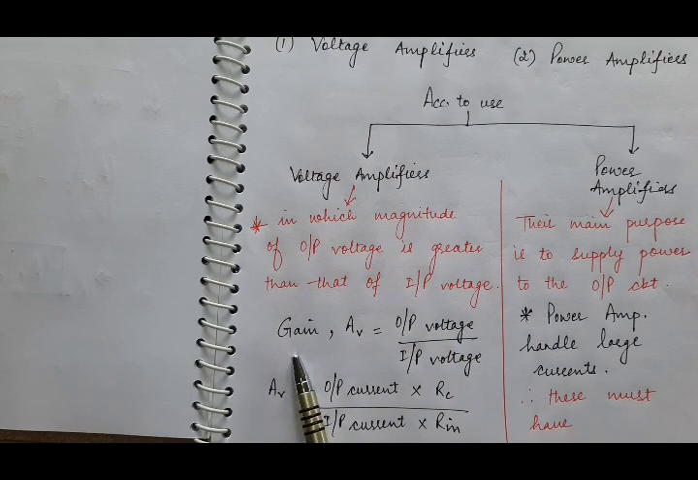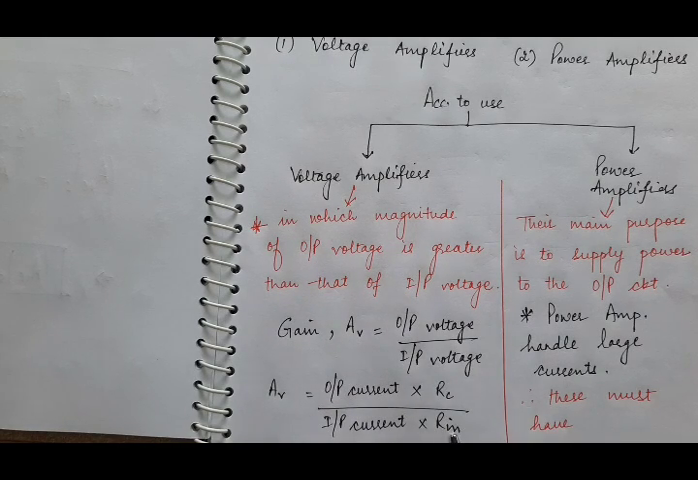So voltage gain is denoted by AV, and we know that it is always the ratio of output voltage to the input voltage. And what will be the expression for output voltage? It will be output current times load resistance, that is RC or RL, divided by input voltage, which is the product of input current and input resistance. And this ratio of output current to the input current is the current gain beta in common emitter mode. So this voltage gain AV will be equal to beta times RC by R input, or RL by R input.